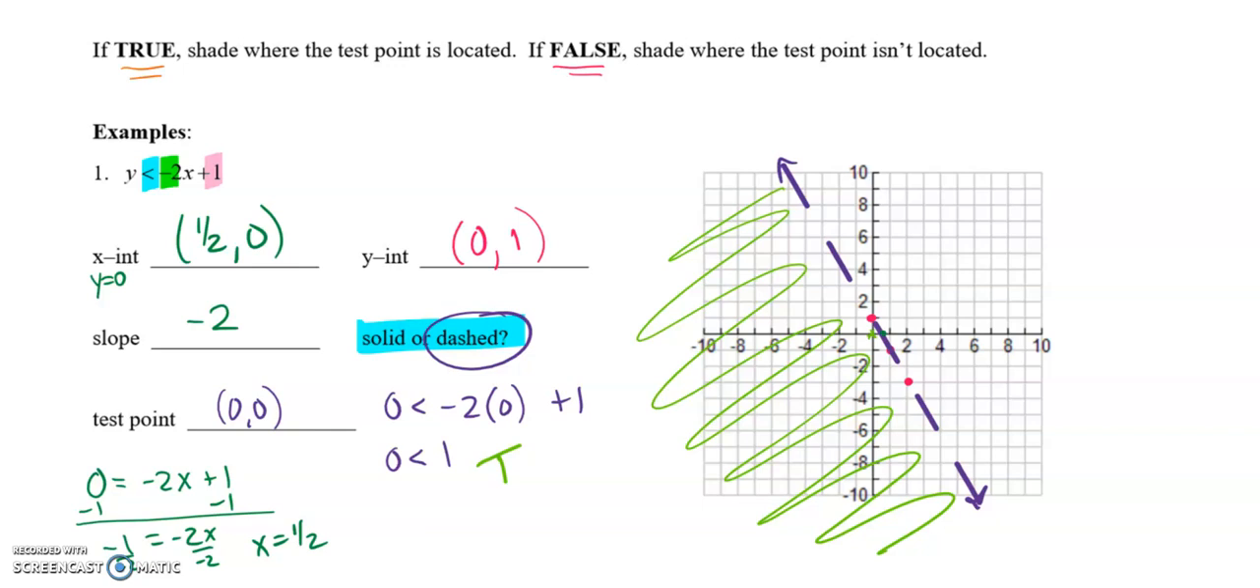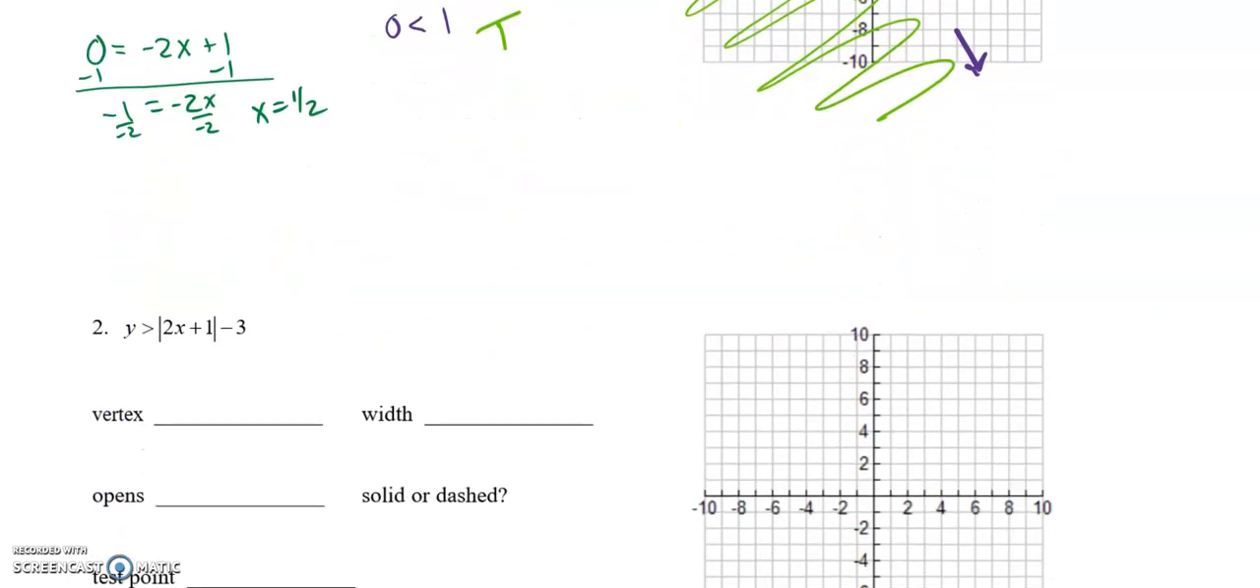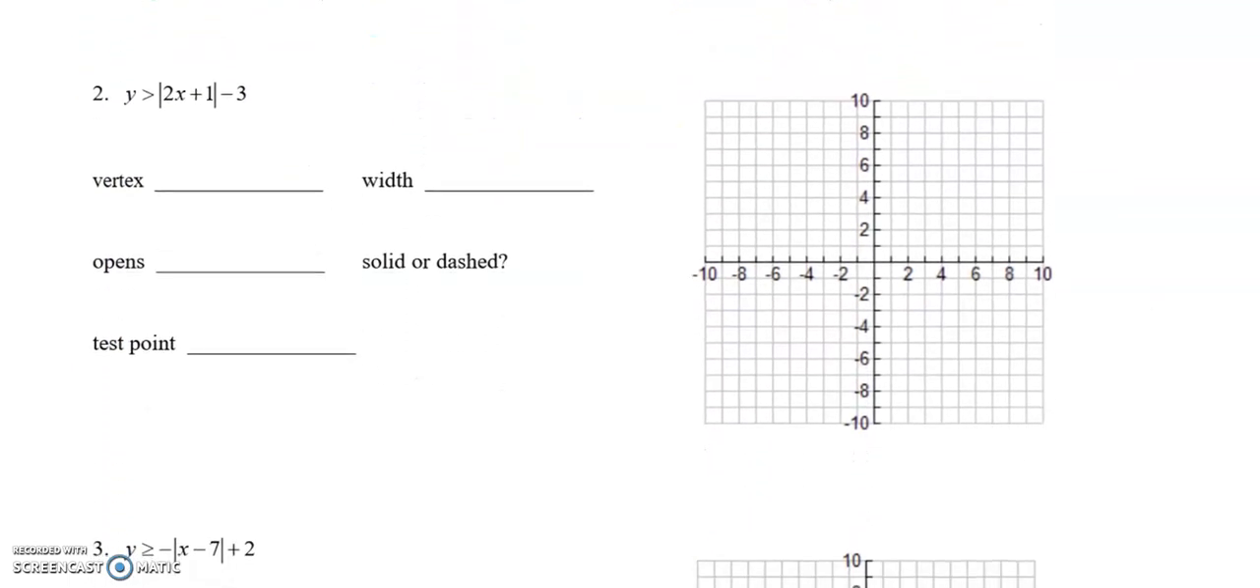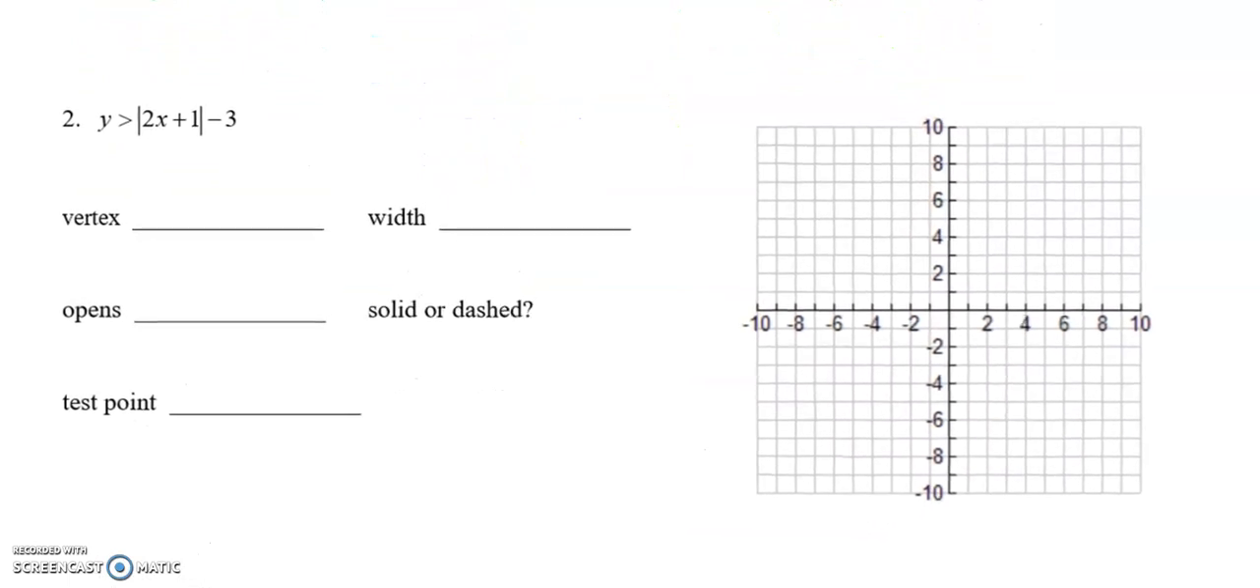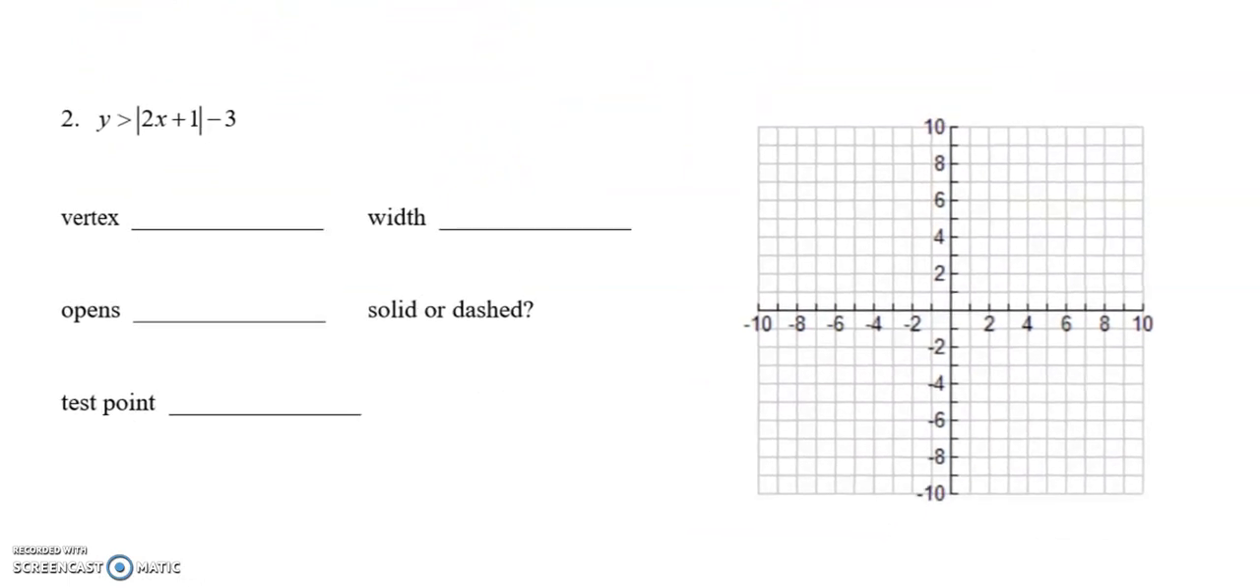So it's about solid or dashed, and then shading. That's the extra layer that the inequalities have. All right, so now we've done some absolute value graphs. Spent a couple days on that. So let's do an absolute value inequality. So first thing, solid or dashed. So again, I'm going to look at the inequality. Is that going to be solid or dashed? Since it's not equal to, it will be a dashed graph.